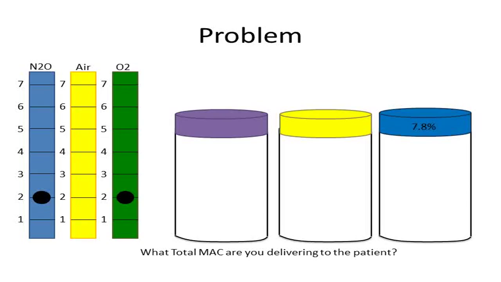But what MAC are you giving from the Thorpe tubes? 0.5. How'd you come up with that? Total flow is 4 liters. So you're dividing the 2 liters of nitrous by 4 liters overall. That's right. So 50% of your concentration is nitrous, or your FI of nitrous is 0.5, and your MAC is 0.5. And now you add those up. What do you get? 1.8.